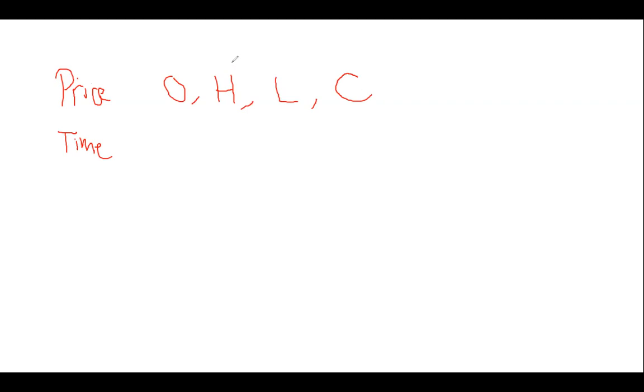Sometimes we hit the high first or sometimes we hit the low first, depending on whether it's a bullish candle or a bearish candle. And then the price will be time-stamped for as small as a tick chart, one minute, all the way to a monthly time frame. Okay, so open, high, low, close.